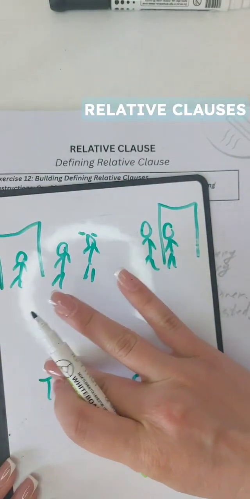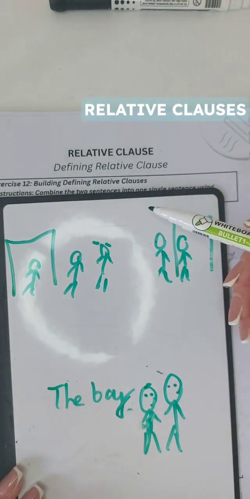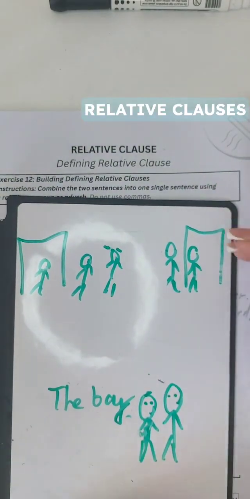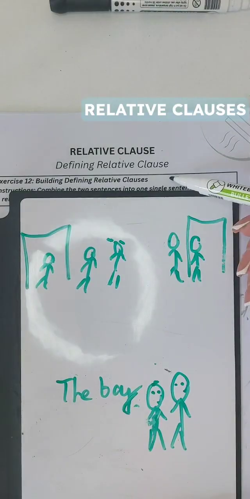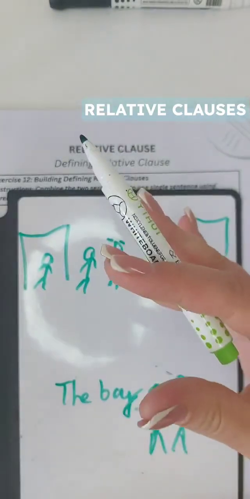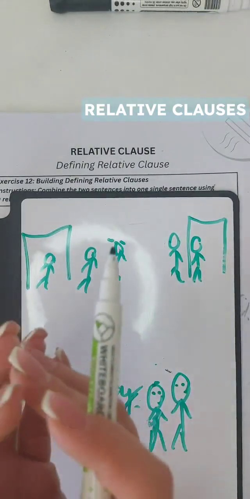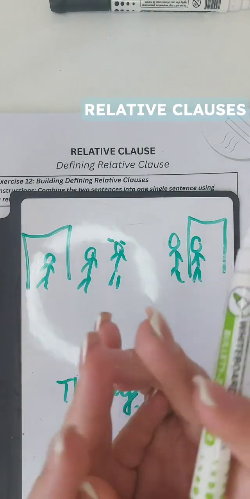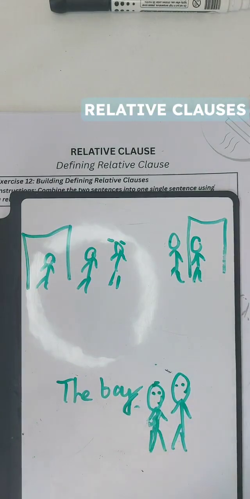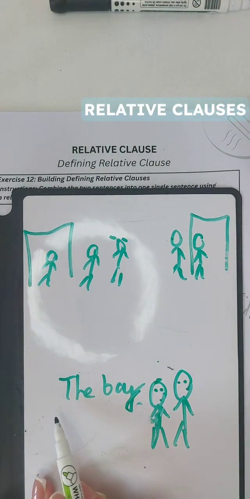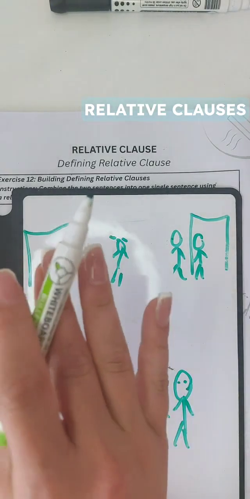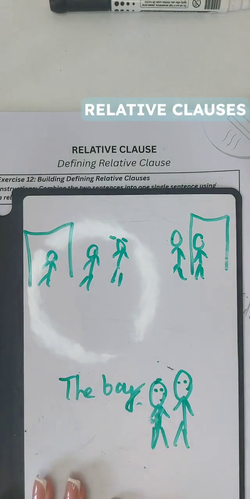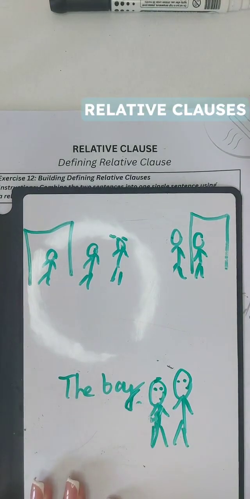Here we need defining relative clause that provides essential information. I just want you to get an idea how a defining relative clause works, okay? So now I'm gonna add essential information and let's see if you understand who I'm talking about.